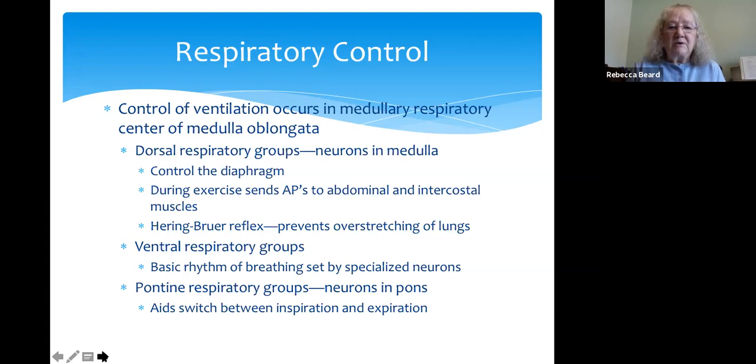And then there's the pontine respiratory group, which is located in the pons. And these are neurons in the pons, not pons, okay? And these are going to aid the switch between inspiration and expiration, okay? Because you're breathing in, then you have to breathe out. The thing that switches from one to the other is going to be those neurons in the pons. So this portion of the brain is the one that's going to be responsible for this very vital ventilation.